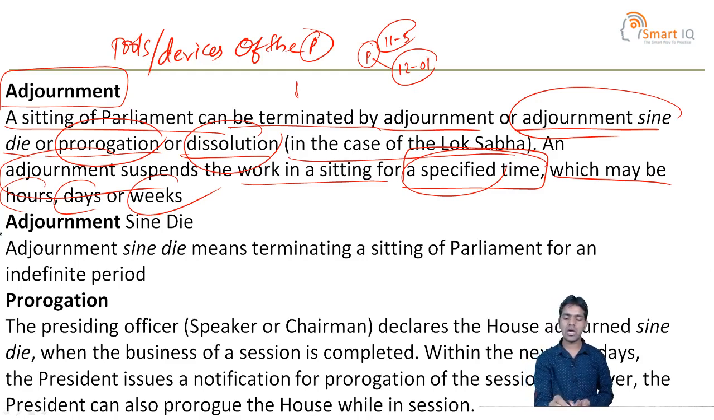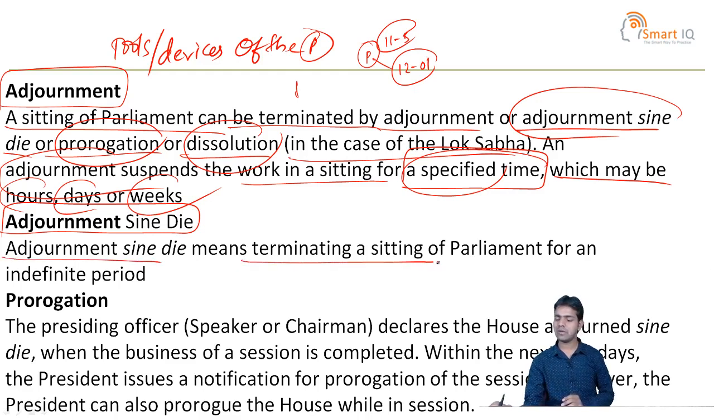Next is adjournment sine die. It is also part of the adjournment. Adjournment sine die means terminating the sitting of the parliament for an indefinite period. In an adjournment there is a specific time, for example 1 hour or 1 day or 1 week. But in adjournment sine die there is no specific time period prescribed by the speaker of the Lok Sabha. That is called adjournment sine die.